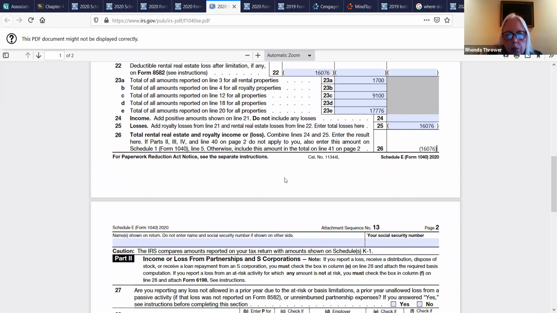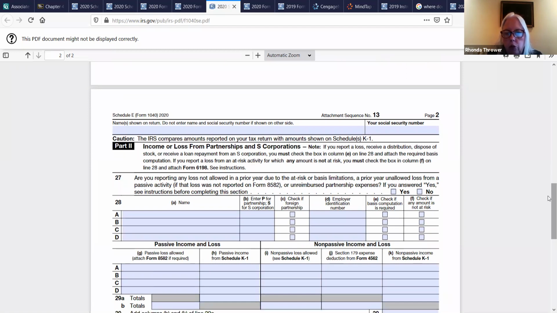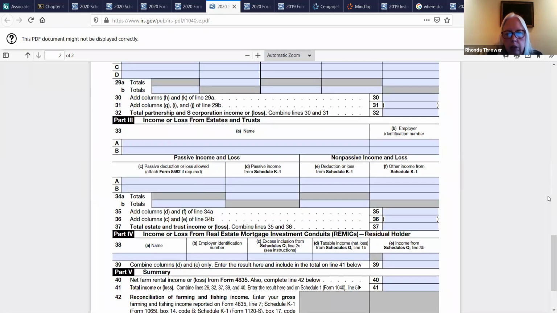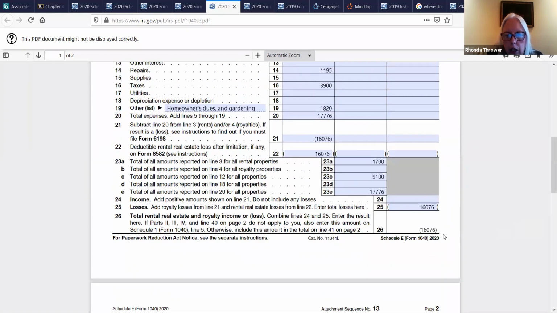And then it says, enter the result here. If parts 2, 3, and 4 and line 40 on page 2 do not apply to you, also enter this amount on Schedule 1. So in line 2, we didn't have anything that we knew about from a partnership or corporation, or in part 2. Part 3, none of the rest of this is filled out. So this amount right here is going to go straight into Schedule 1, line 5.